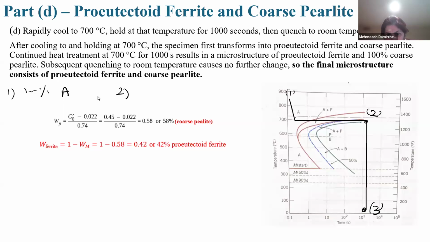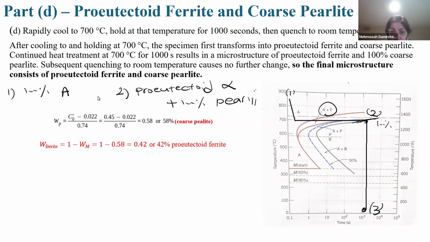Look at here. We extend, and it is the green line, or 100%. We go beyond the 100%. So 100% here we have A plus F, which means we have proeutectoid ferrite plus 100% of perlite. But which perlite? I told that less than 650, we say fine, approximately. More than that, it is coarse. So here we have coarse perlite.